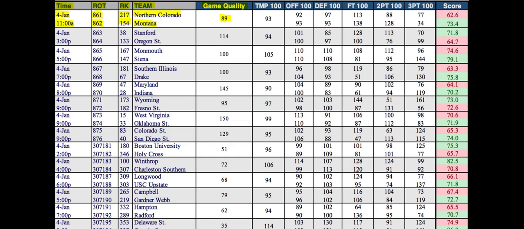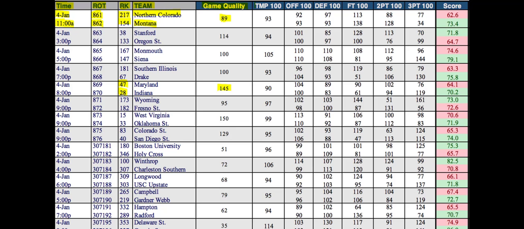If we go down to maybe a higher game quality, we go to a Big Ten game here. Maryland is ranked 47th. Indiana is ranked 28th. And it looks like they are at a 145, which is 45 percentage points or 45% higher than an average game, higher quality than an average game.